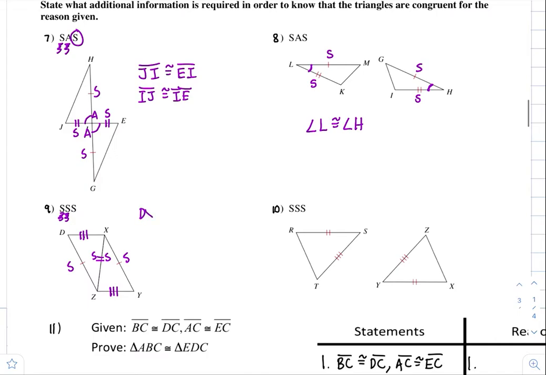So, DX has to be congruent to YZ. That's the additional information we need in order to prove the triangles are congruent by side, side, side. Alright, 10. This side's congruent to this side, and this side's congruent to this side. So, we already have two pairs of corresponding sides congruent to each other. All we need to say is another side has to be congruent. So, this side congruent to this side. So, RT has to be congruent to XZ.